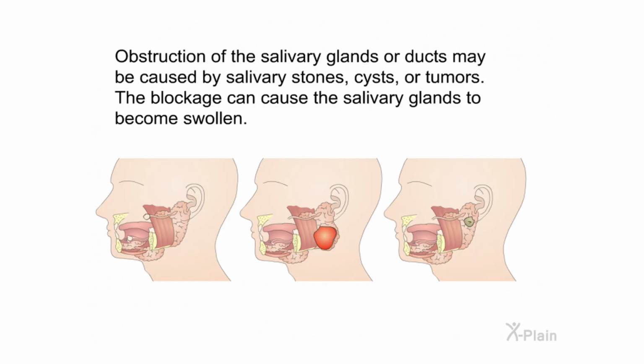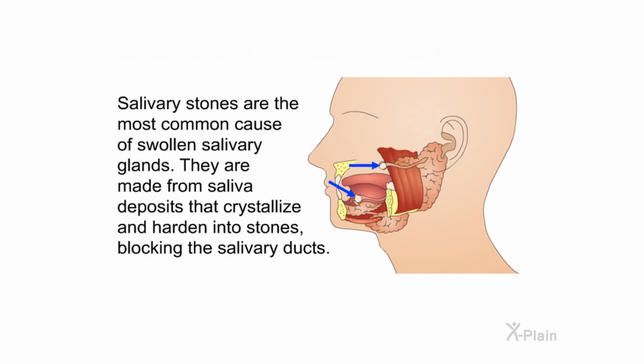Obstruction. Obstruction of the salivary glands or ducts may be caused by salivary stones, cysts, or tumors. The blockage can cause the salivary glands to become swollen. Salivary stones are the most common cause of swollen salivary glands. They are made from saliva deposits that crystallize and harden into stones, blocking the salivary ducts.